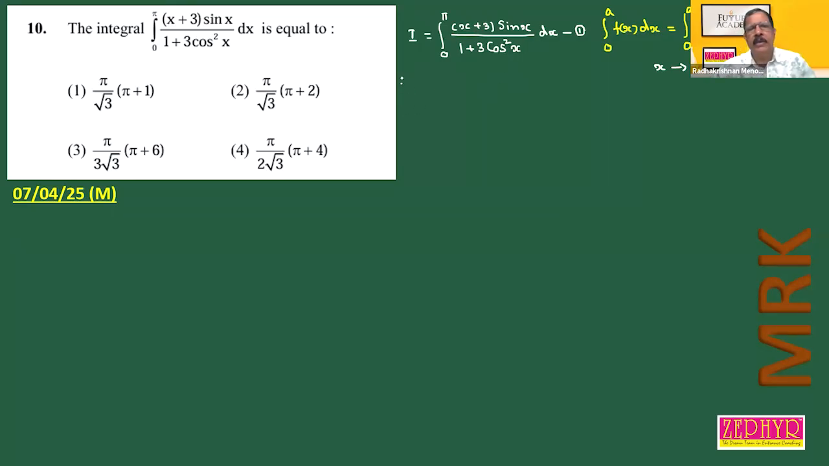അതുകൊണ്ട് അടുത്തത് എന്ത് വരും? ഓൾസോ I is equal to integral 0 to pi. എവിടെയൊക്കെ എക്സ് ഉണ്ടോ അവിടെയൊക്കെ പൈ മൈനസ് എക്സ് എഴുതണം. So you will be getting pi minus x plus 3 into sin x, because sin pi minus x is sin x, divided by 1 plus 3 cos squared x only. Why? Because cos squared pi minus x is cos squared x.